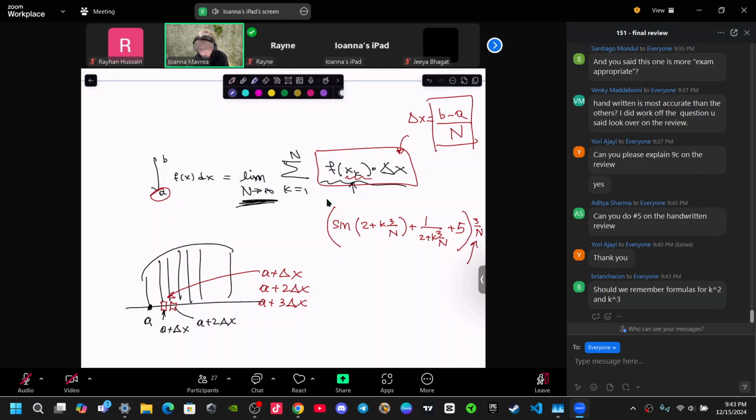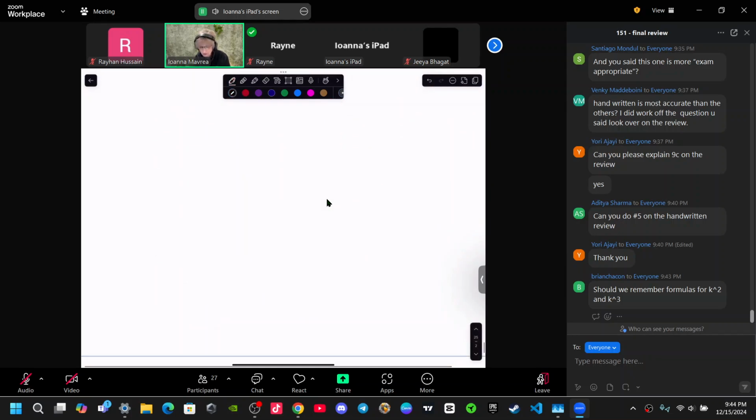And I see it again. Here's my delta x, and I see it here, and I see k of them, like I'm supposed to: 1 of them, 2 of them, 3 of them, k of them. So the quantity that has k delta x plus a constant, that quantity is your x. So this is your x, this is your x. So your function is sine of x plus 1 over x plus 5. That's your function.